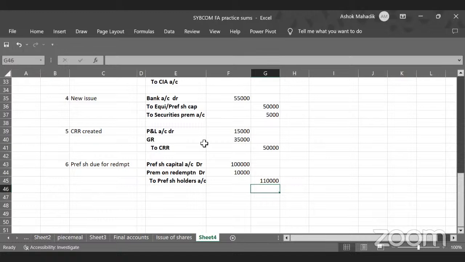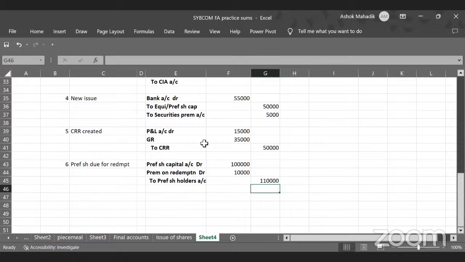When we redeem, we are cancelling the shares. So whenever we cancel shares, it will be debited. Clear? So preference capital account debit. Premium we are paying extra 10%. That's our loss. So premium on redemption account debit, to preference shareholders. It is payable to preference shareholders. Student, let there be any sum, not a single entry will change. Entries will be as they are. You need to calculate just the amount and fill in the values in the entries. Even if you practice 2-3 sums, this chapter will be done.